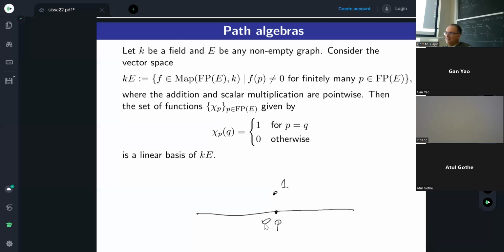And obviously, the set of all such elements gives you a linear basis. That's a trivial exercise. I deleted it. So, yeah, this gives you a linear basis.